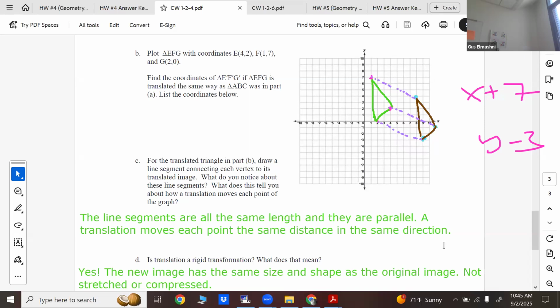Yeah, guys, you're just adding 7x, subtracting y by 3. Yeah, good. Perfect. Good, got it. Good. Yeah, good. You got it. Yeah, that's so then let's make a comment about it for part C.